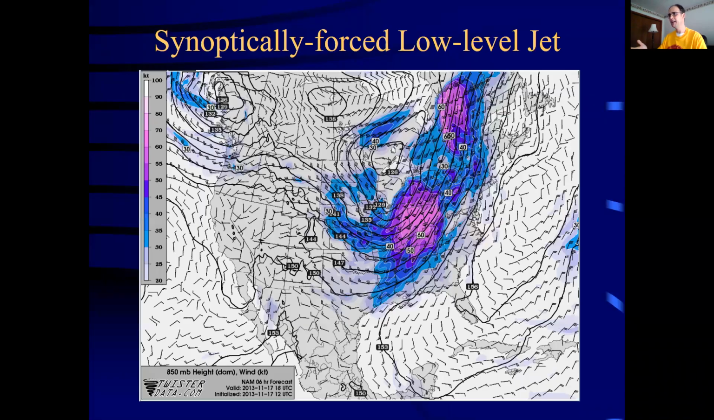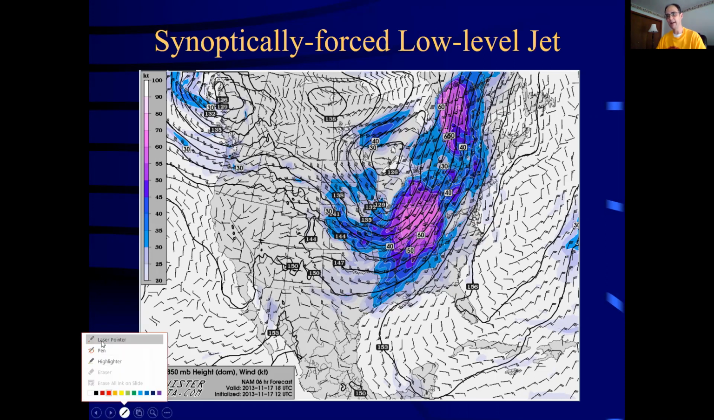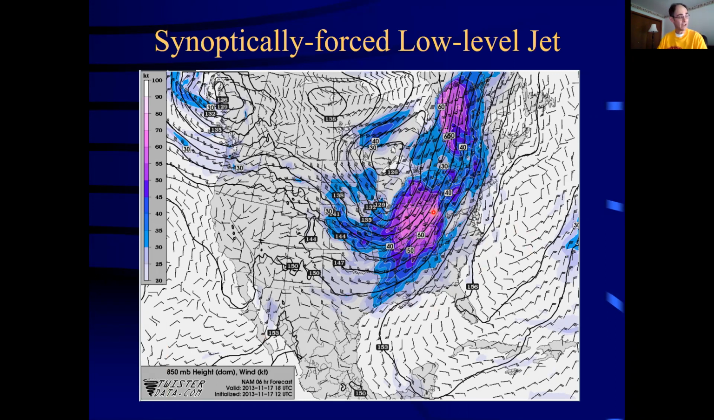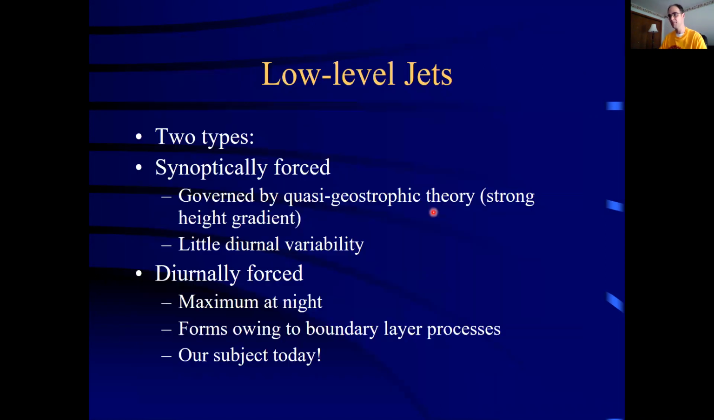And here's an example of a synoptically forced low-level jet. This is just taken from the tornado outbreak we had here in Illinois back on November 17th, 2013. You see an area of 60-plus knot winds from the south in the warm sector ahead of the cyclone across a lot of the Midwest that produced extreme low-level shear in the presence of instability. It was one of the biggest tornado outbreaks on record in this part of the world.